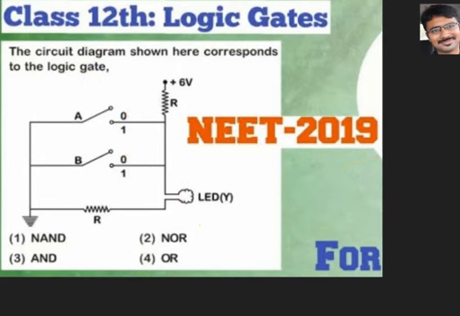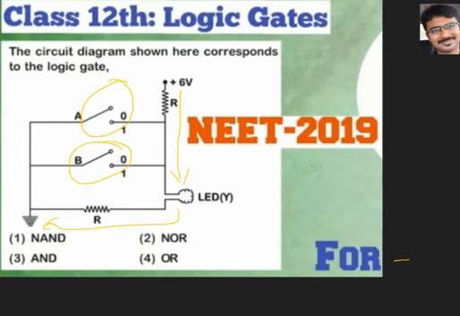I hope you are clear till here. So now when we are not allowing the current to flow through these areas, here current is not coming. So directly current is going into the bulb, and from the bulb it is going to the earth.